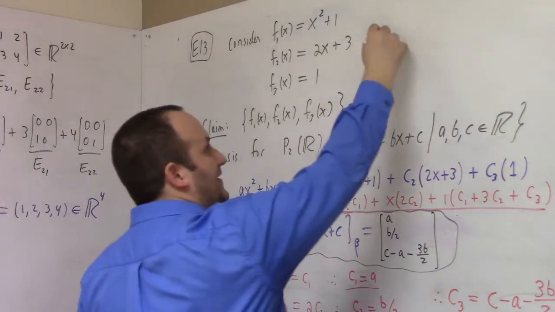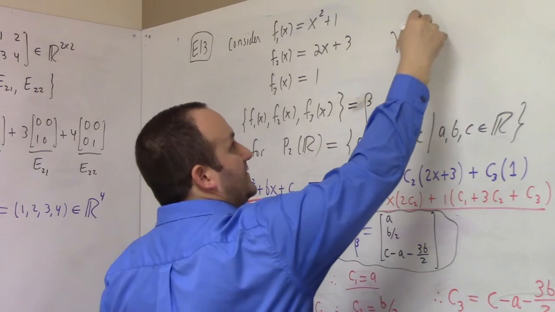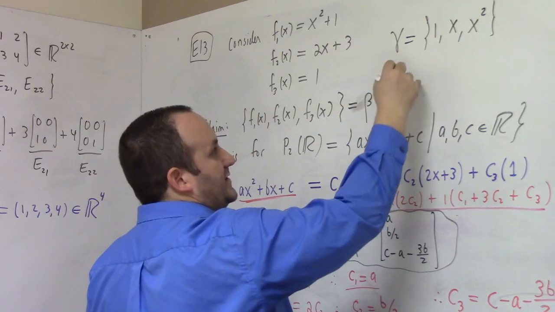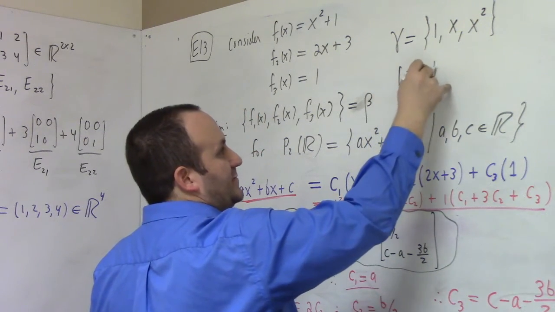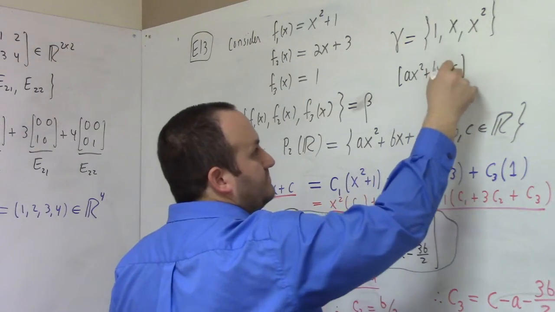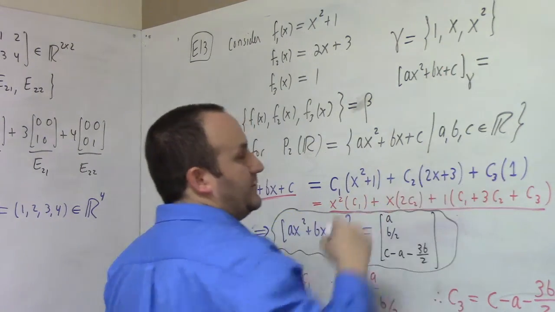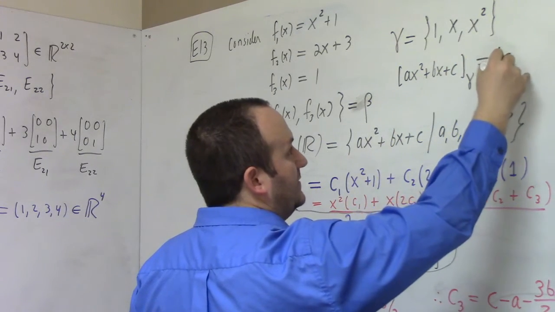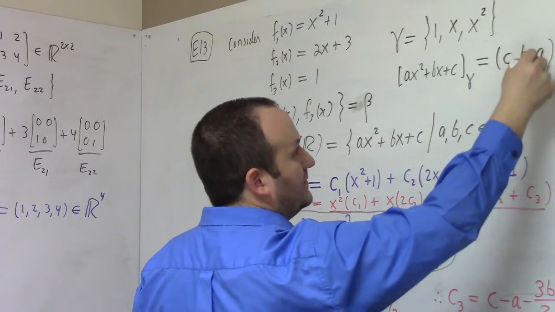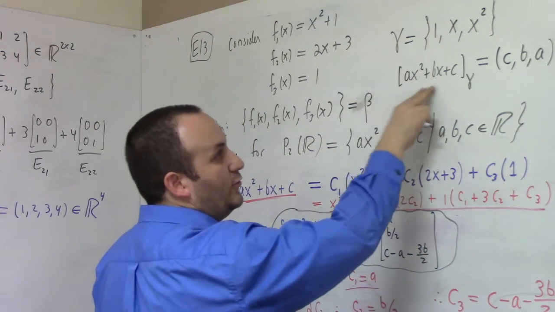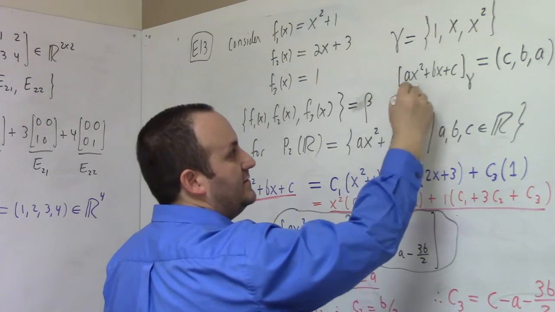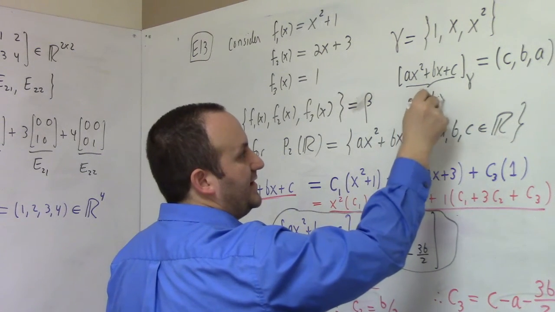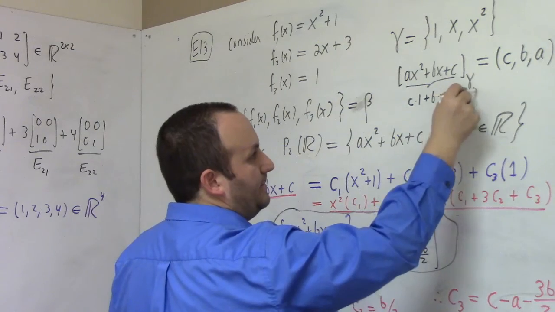Now, in contrast, if I look at gamma as, say, 1, x, x squared, and I ask what's the coordinate vector of ax squared plus bx plus c, well, that's easier. The coordinate vector with respect to the gamma coordinate system would be just c, b, a. See, because the ordering matters. This guy is actually the same as c times 1 plus b times x plus a times x squared.